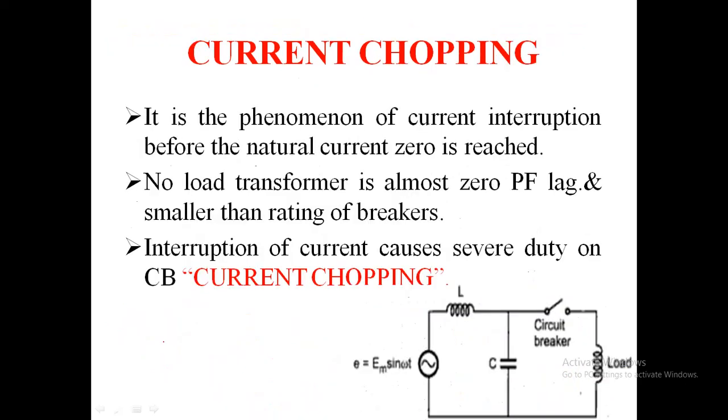The next topic is current chopping, or interruption of low magnetizing current. This is like disconnecting a transformer on no load, interrupting a small inductive current. The no load current of a transformer is at almost 0 power factor lagging. This current will be smaller than the normal current rating of the breaker, so interrupting such current causes severe duty on the circuit breaker. This is current chopping.